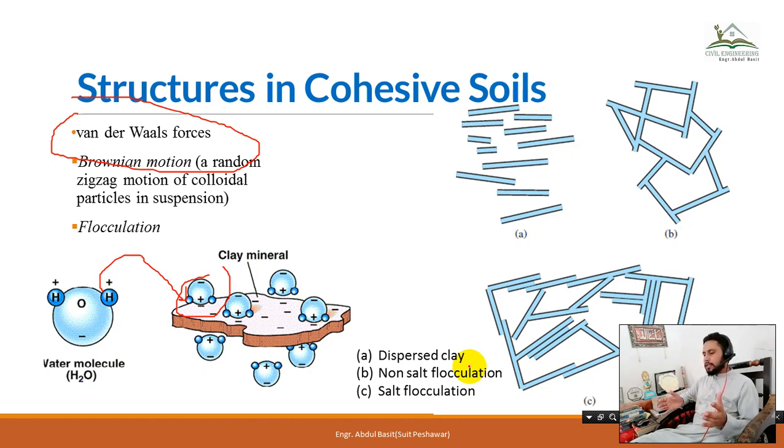Okay, so the situation will be like this: these clay particles will move in a zigzag motion when they are poured in water, placed in water or in free space. Okay, and that zigzag motion is called Brownian motion. Okay, this is called Brownian motion.